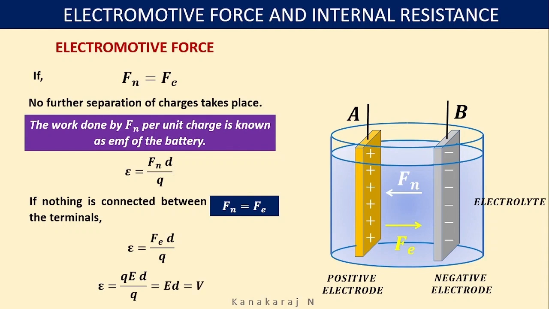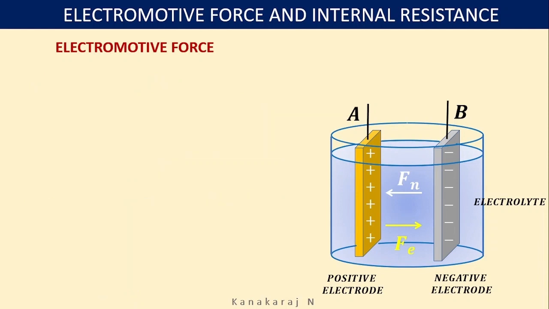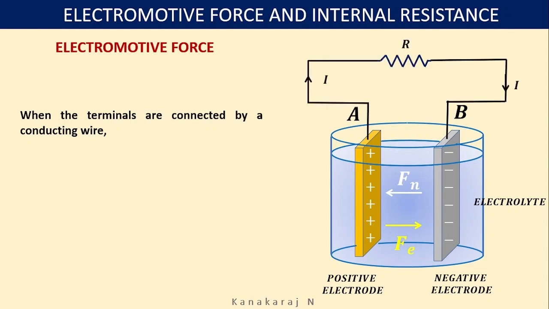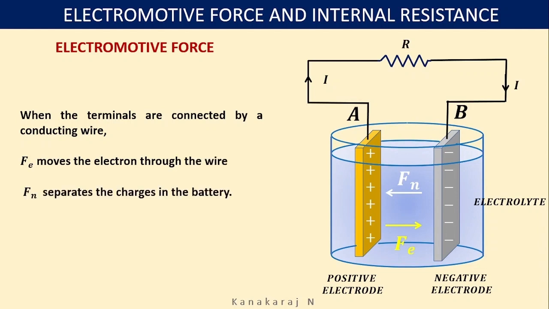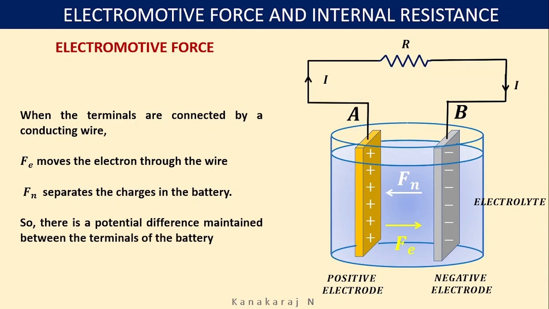Epsilon equals, instead of Fe, we can write Q times E d by Q. Q cancels, we get epsilon equals Ed. Ed is nothing but the potential difference V. So epsilon equals V. When the terminals are connected by a conducting wire, there is a current set up here. Fe moves the electrons through the wire, whereas Fn separates the charges in the electrodes. So, there is a potential difference maintained between the terminals of the battery.